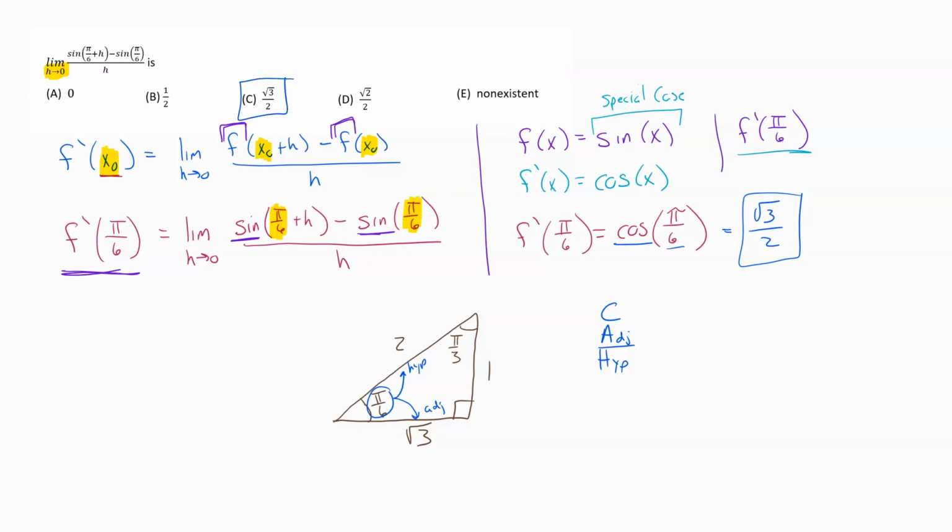So again, when you see limit as h approaches 0, 99 times out of 100, that is really not a limit problem, it's a derivative problem. And you got to know your limit definition of the derivative at a point.